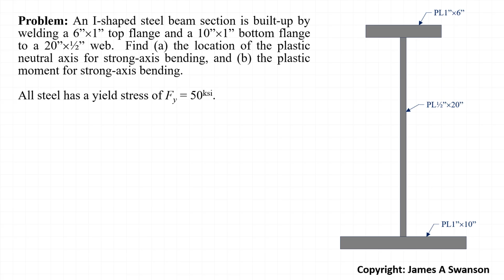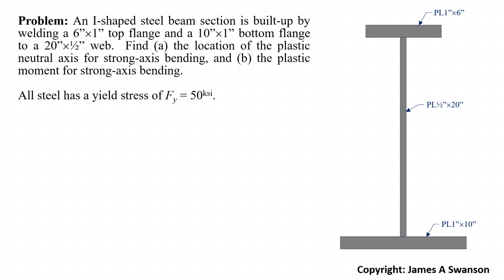The first step in the process is to locate the plastic neutral axis, and then the second step is to calculate the plastic moment itself. We'll conclude by discussing the plastic section modulus for the cross-section and different options that are available for different types of cross-sections.